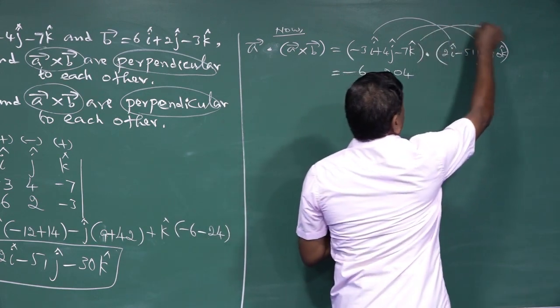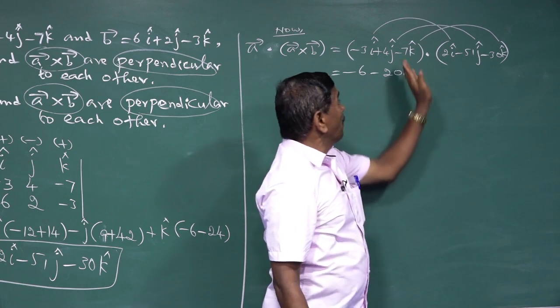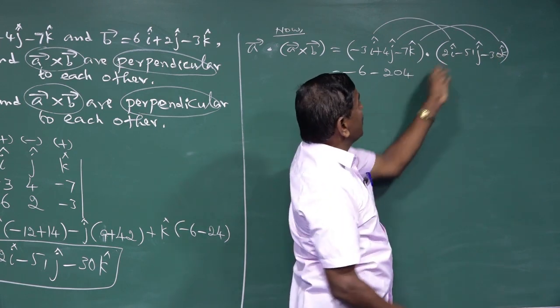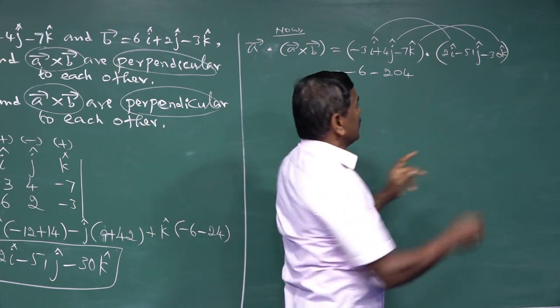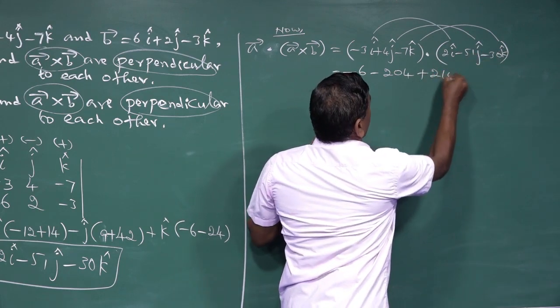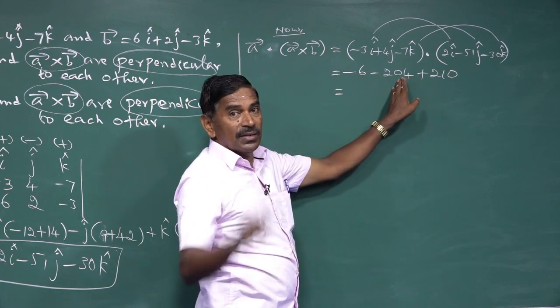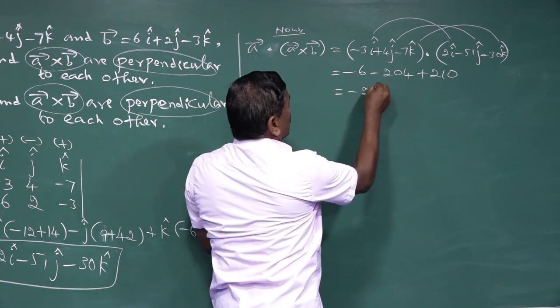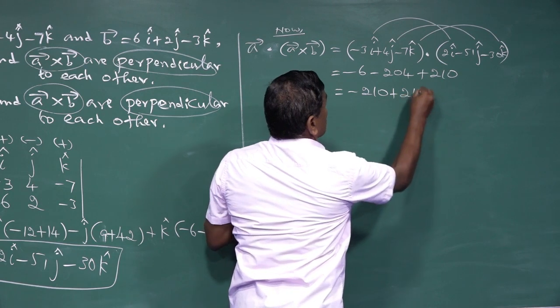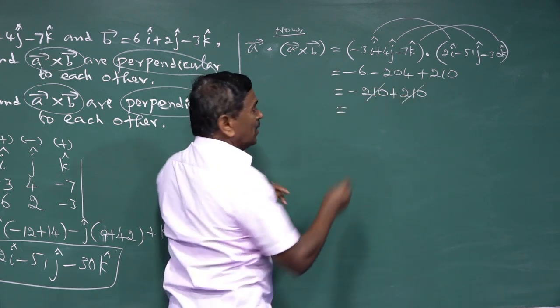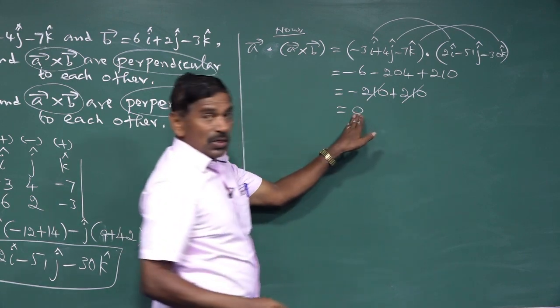Next K to K: minus into minus is plus, 7 into 30 is 210, so plus 210. The left-hand side equals minus 6 minus 204, that is minus 210, plus 210. Minus 210 and plus 210 cancel. Your answer is 0.